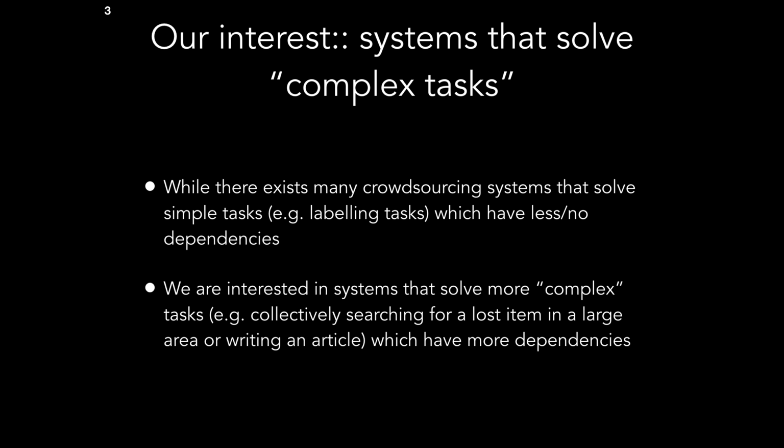While there exist many crowdsourcing systems that solve simple tasks such as labeling tasks, which have few or no dependencies, we're interested in systems that solve more complex tasks, for example, collectively searching for a lost item in a large area or writing an article, which have more dependencies.